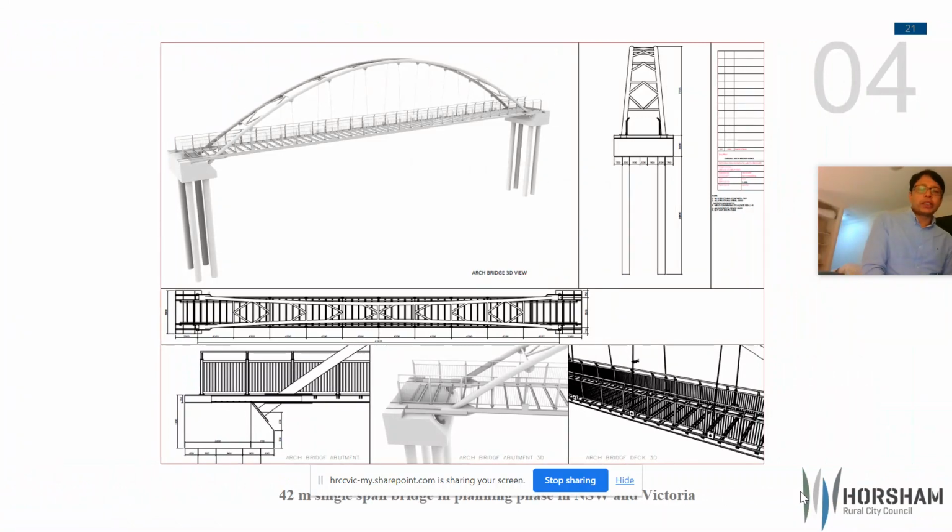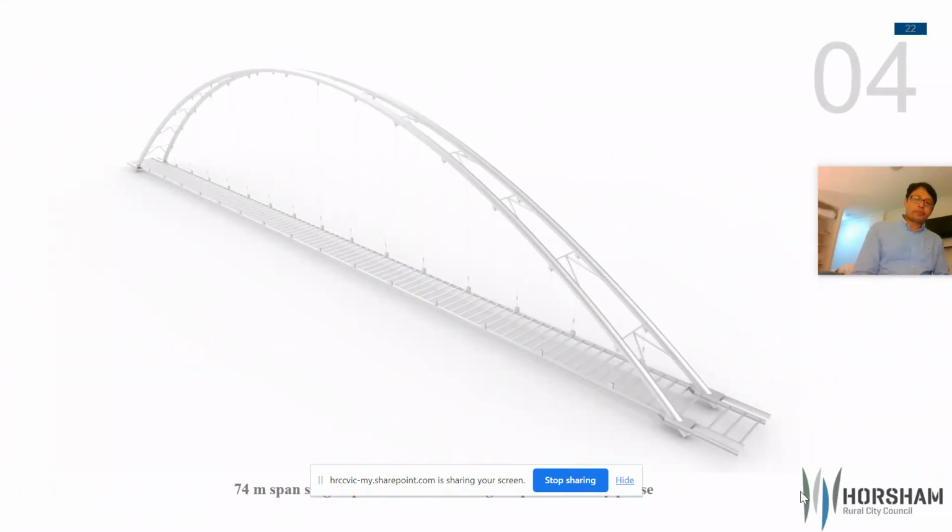After completion of that bridge, we are also working on a 42-meter single-span bridge. The design is completed, and in Griffith now, I think they are working on the installation of this bridge. Also in Victoria, we are looking into installing a very similar design over one of our rivers there. Also, we have been doing a feasibility study of a 74-meter single-span CFST Arch Bridge.